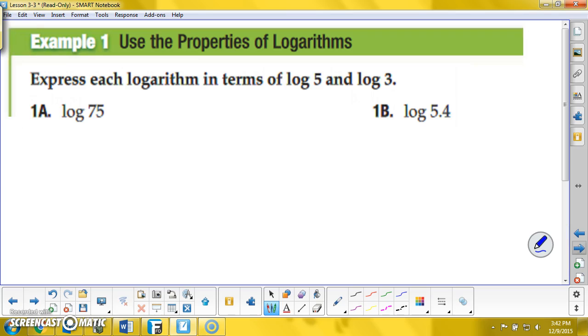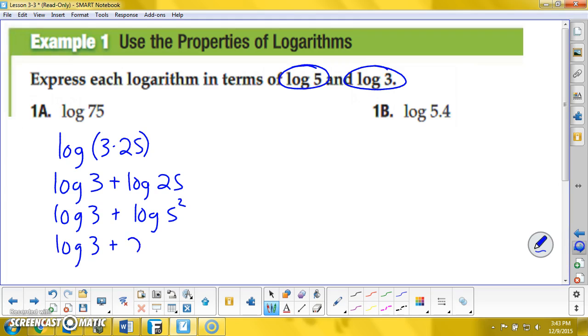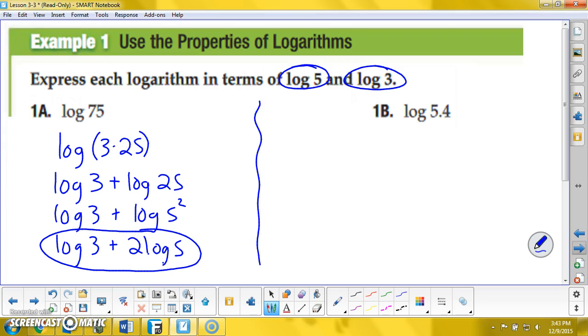Example 1, same kind of problem, except this time we're going to use common log of 5 and common log of 3. So I'm going to rewrite log of 75 as the common log of 3 times 25. That allows me to rewrite it as the common log of 3 plus the common log of 25. And then I can rewrite that common log of 25 as common log of 5 squared. Move the 2 out in front, and we get our answer, 2 common log of 5, along with the common log of 3.